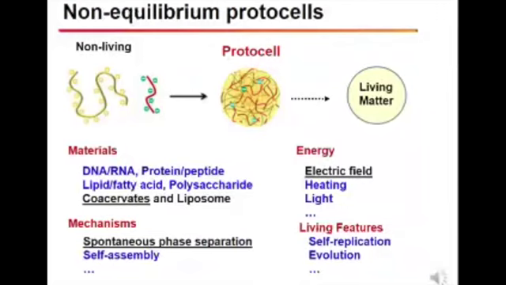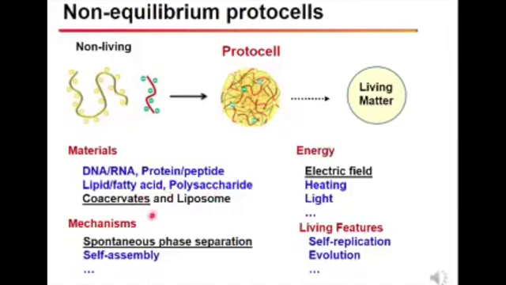My group is working on non-equilibrium protocells. We take non-living polymers, put them together to form protocells, and then make them into living matter. To achieve that, there are at least 4 parameters you need to consider. First is materials. You have to choose the material to form the protocell. One shortcut is to take the polymers from living cells like DNA, protein, polysaccharide, and so on. These polymers will automatically form coacervates and liposomes. We choose coacervate with and without liposome.